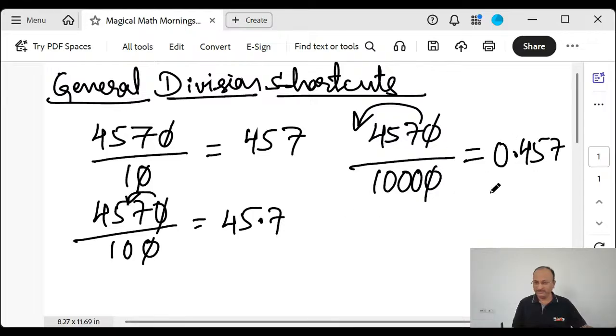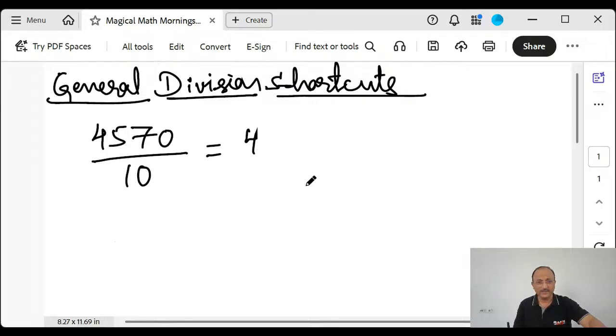Most of you know this, correct? This is what we do whenever we want to divide any number by 10, 100, 1,000, 10,000, etc. Now, if you want to divide these numbers by 5, 50 and so on, let's take an example.